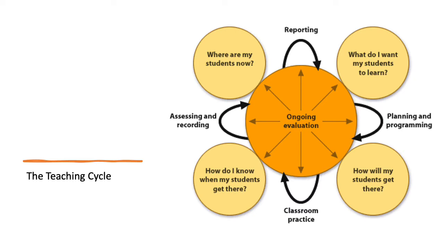Now, if we look at our teaching cycle, this shows us where we can build the assessment elements in. So we're looking at this idea in the centre of ongoing evaluation. And if we go to the top right hand side, what do I want my students to learn? Then we think about how we plan and program for that. How will I get them there? We then put it into practice. How will I know when my students get there? We're looking at our process of assessment and recording.